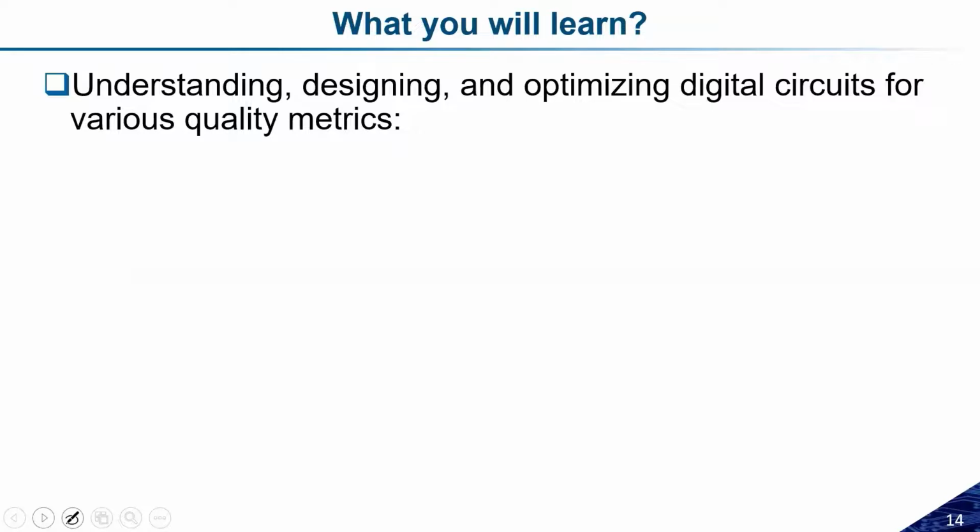Now, once you go through this course, you will be able to learn about understanding, designing, and optimizing digital circuits for various quality metrics. The first metric will be minimizing the function. What is the meaning of this? Suppose I have an input function and an output function, and I want to design a digital system.